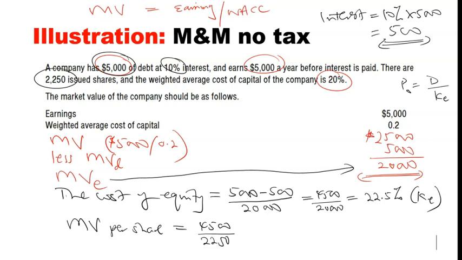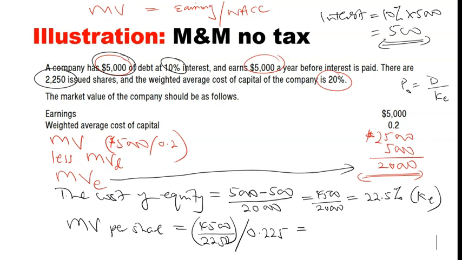So that's 4,500, okay, divided by KE. All right, divided by KE, and our KE is 22.5, that is 0.225, 22.5%. Okay, and what do we get?